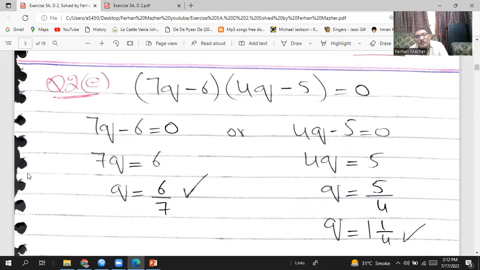Okay, we will make the second bracket equals to 0. 4q minus 5 equals to 0. 4q will be equals to 5. Q will be equals to 5 by 4. When you divide 5 with the 4, you get 1 whole 1 by 4. So the two solutions are 6 by 7 and the other one is 1 whole 1 by 4.